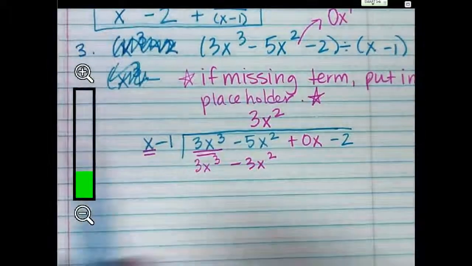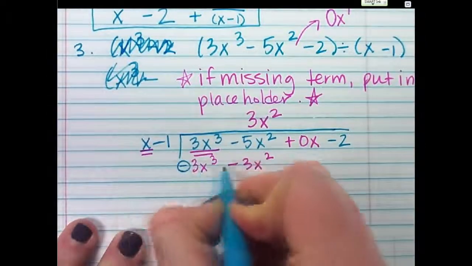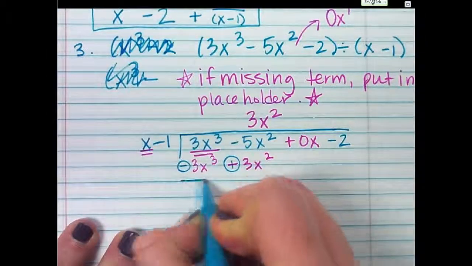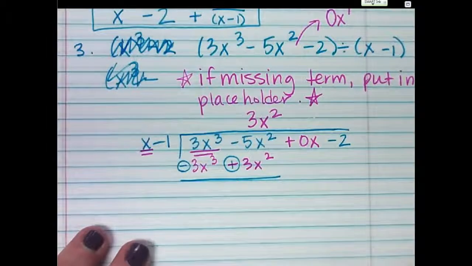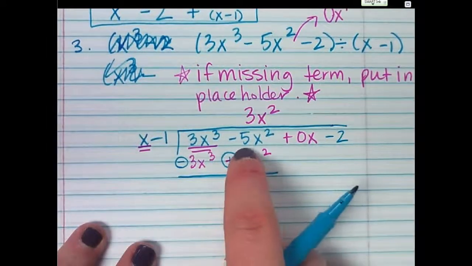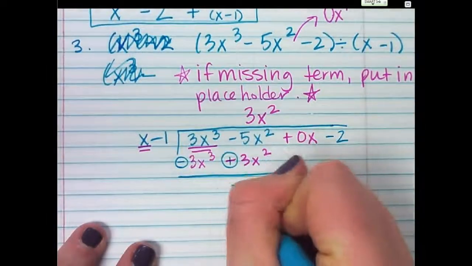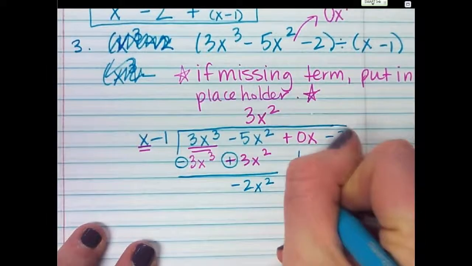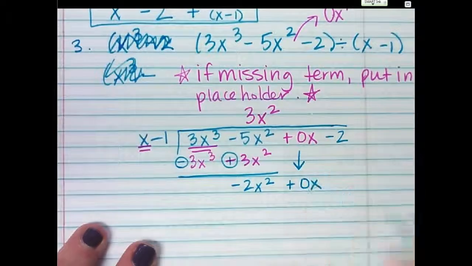Change your signs. Don't forget to change your signs. So this is minus and this is plus. So negative 5 plus 3 is negative 2x squared, and bring down the next term.